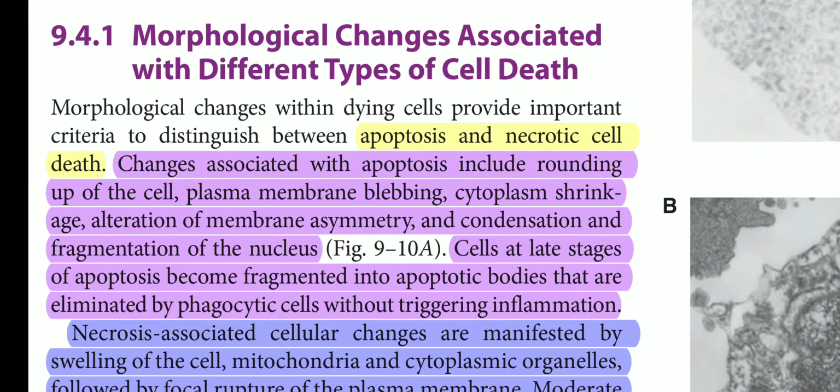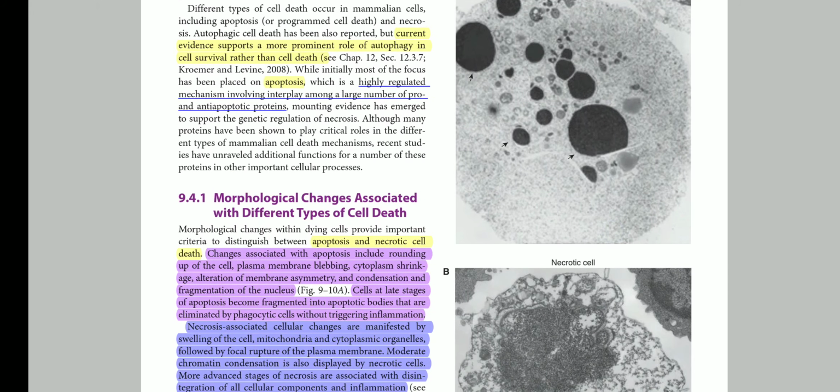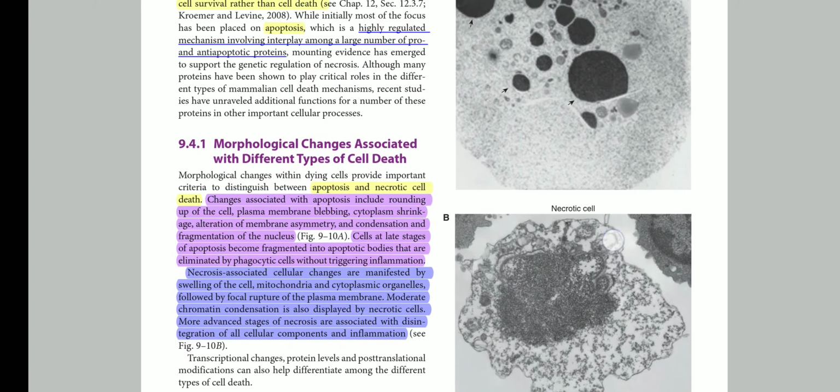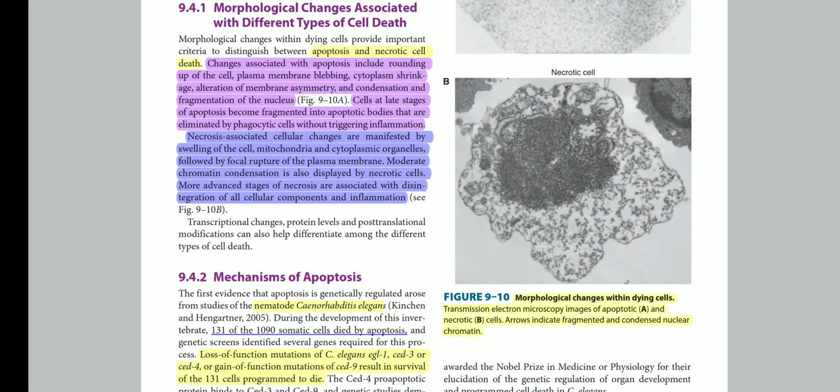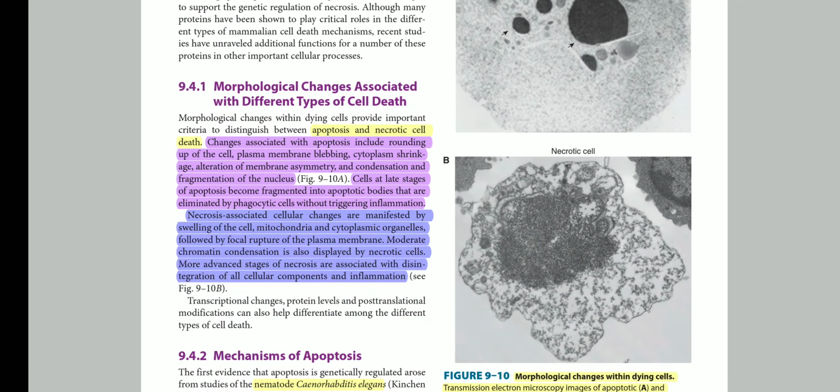Okay, so let's begin. The morphological changes associated with different types of cell death. There are two different kinds of cell death. One is programmed cell death, and the other is non-programmed cell death, which we call necrosis. The programmed cell death is apoptosis. Here are two pictures for a better comparison between two cells. The upper one is the apoptotic cell, the lower one is the necrotic cell, and the basic differences are written here in two colors.